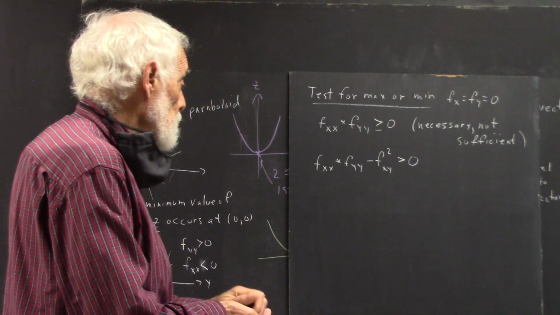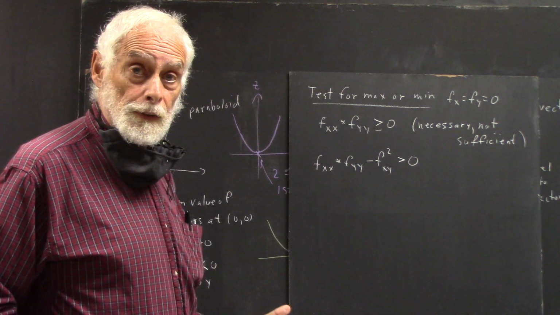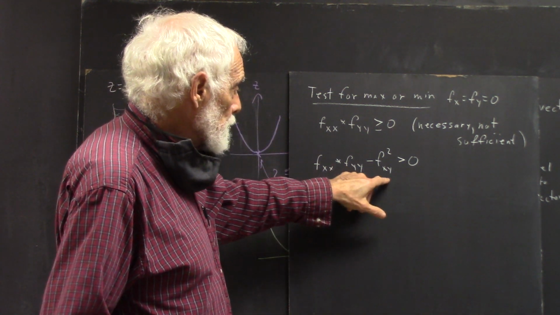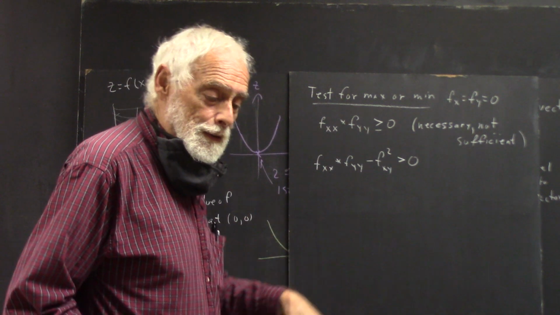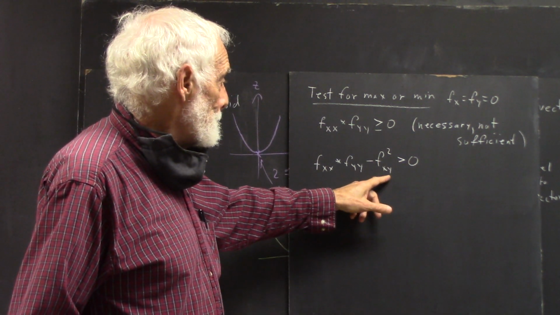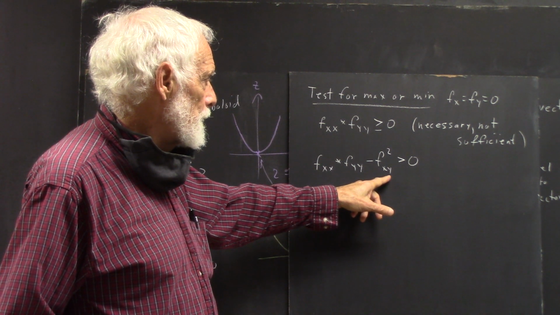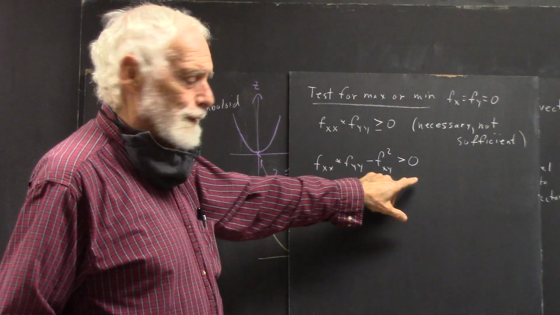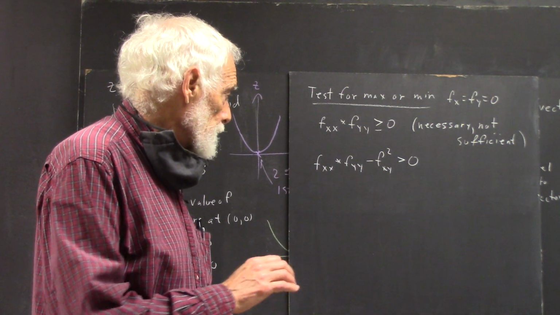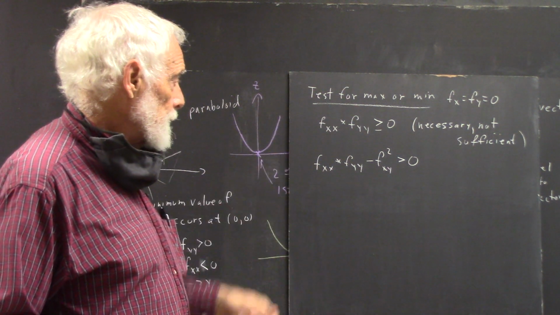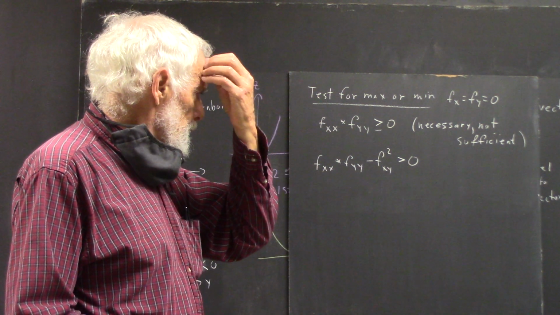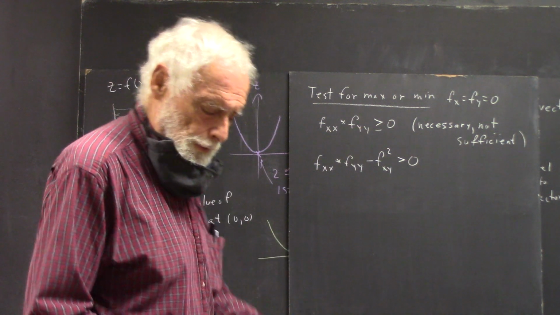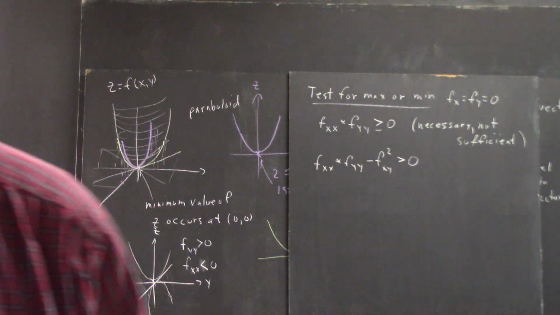That would be a situation where fxx and fyy both have the same sign, so they're positive, so the product is positive. But the square of fxy is big enough that it takes this whole thing negative. Okay, so we call this the discriminant. And there's your test for maximum or minimum. Don't want to say too much more than that.